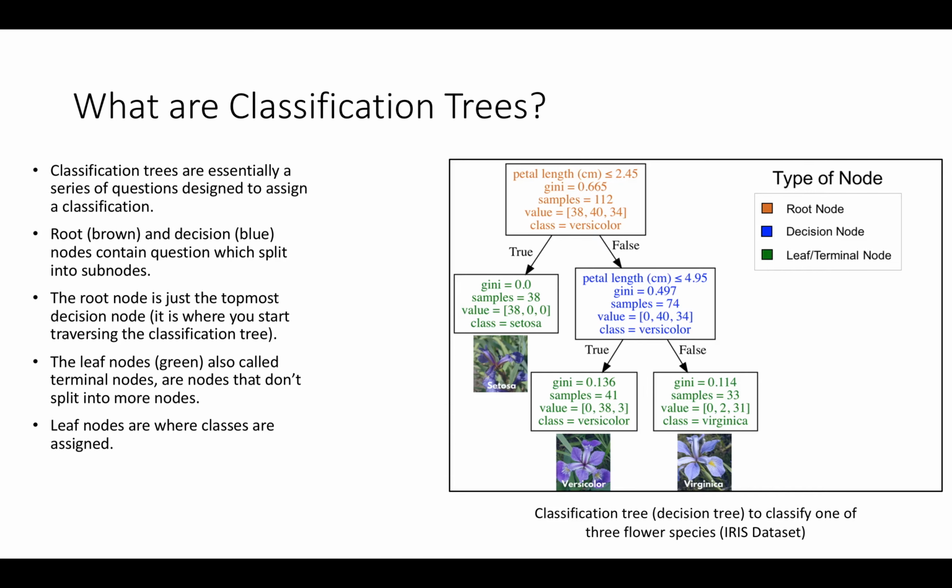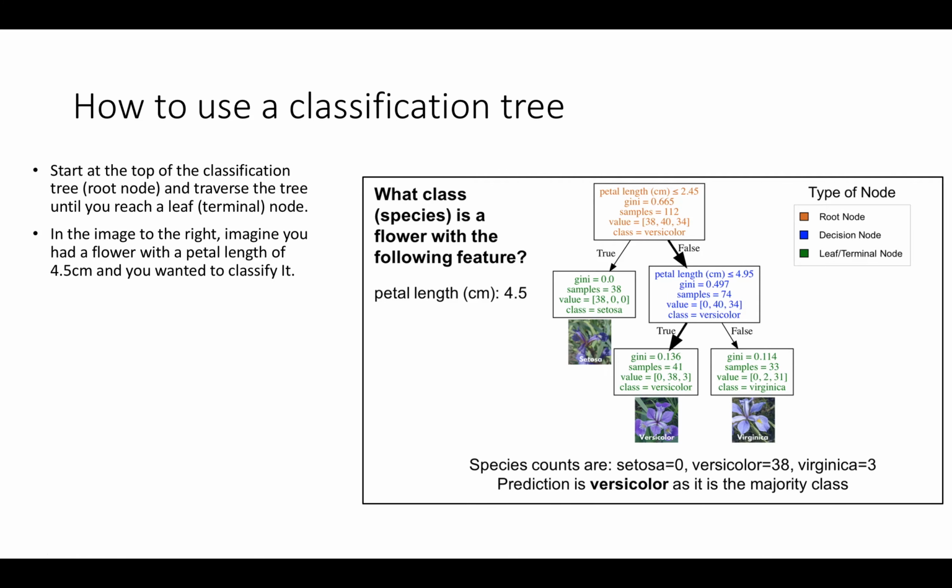So decision trees for classification are called classification trees, and they are designed, like they sound, to assign a classification. If you look at the image on your right, the brown is a root node, and this is just the topmost decision node, and this is where you start traversing the classification tree. The leaf nodes, in green, are also called terminal nodes, and these are nodes that don't split into more nodes. And leaf nodes are where classes are assigned.